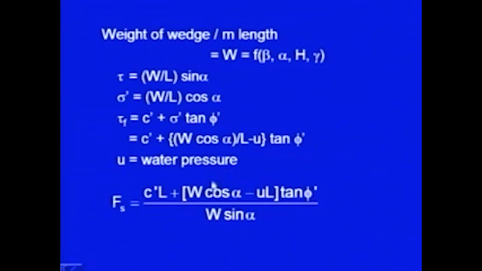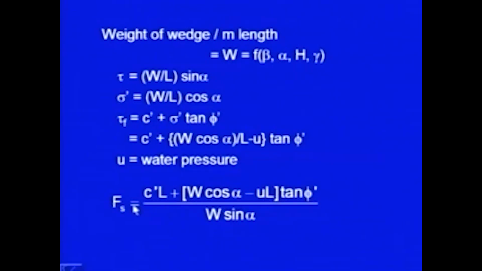So, finally, we can have the expression for the factor of safety. The available strength is this much, C dash plus W cos alpha upon L minus U into tan phi dash, and divided by the applied shear stress is this much, W upon L sine of alpha, and when you simplify this, the L will cancel and it will come here.